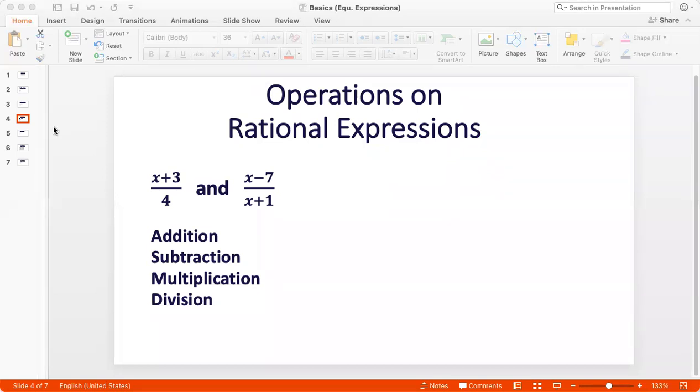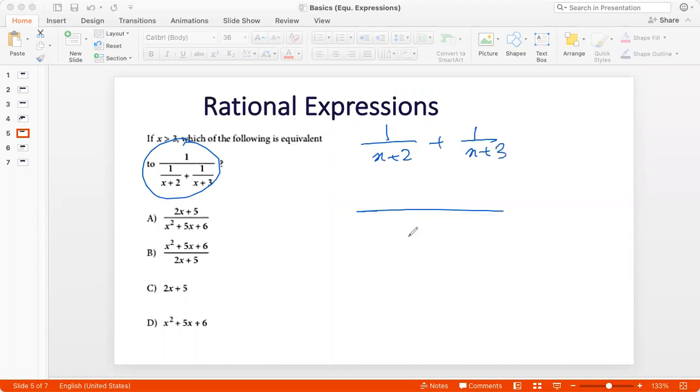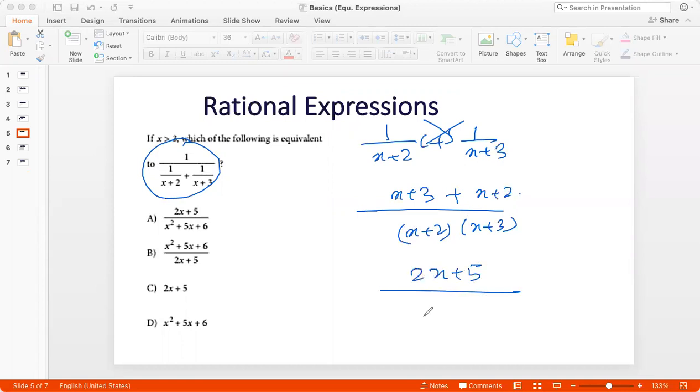Okay, so let's do a sample question for this. If x is greater than 3, which of the following is equivalent to this expression here? Okay, so we'll look at the denominator first, 1 upon x plus 2 plus 1 upon x plus 3. So I take the LCM, x plus 2 into x plus 3. So x plus 3 comes here and x plus 2 comes here. So 2x plus 5 divided by x squared plus 5x plus 6.